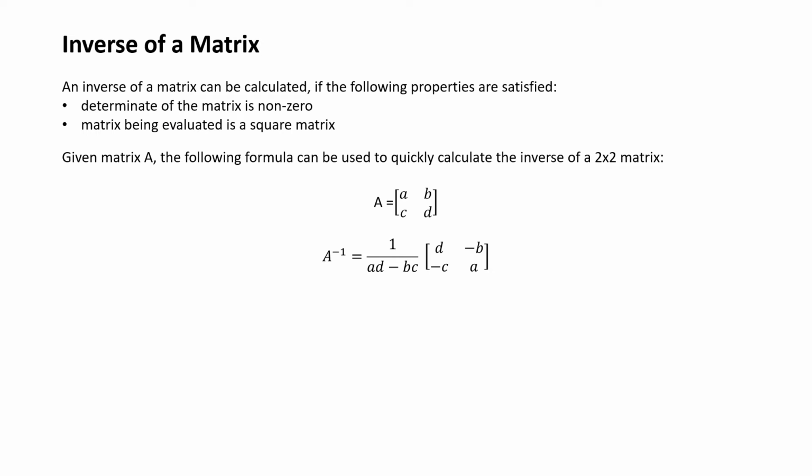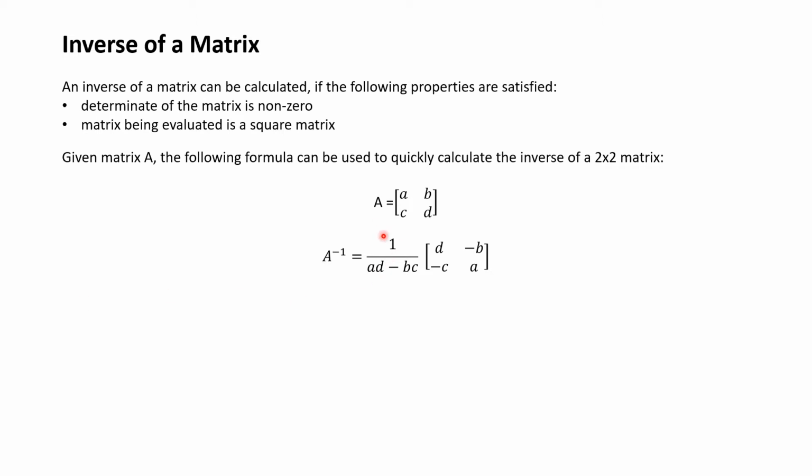An inverse of a matrix can be calculated if the following properties are satisfied. The determinant of the matrix is non-zero, and the matrix being evaluated is a square matrix. A square matrix is a matrix that has the same number of rows and columns.